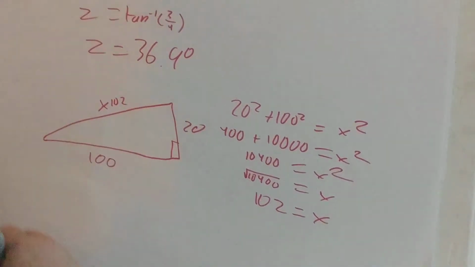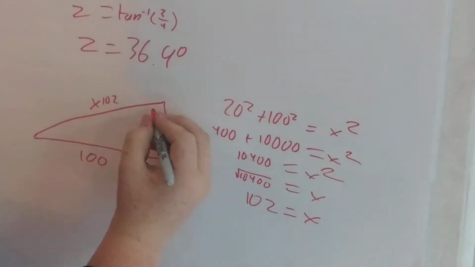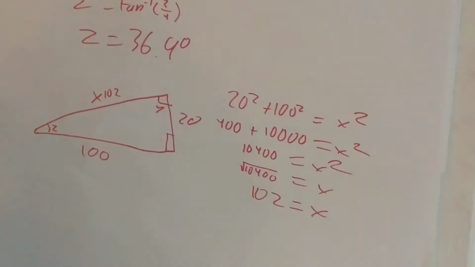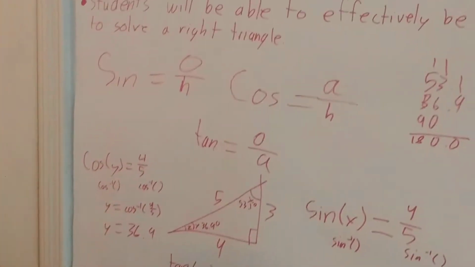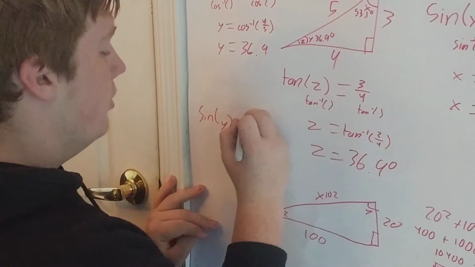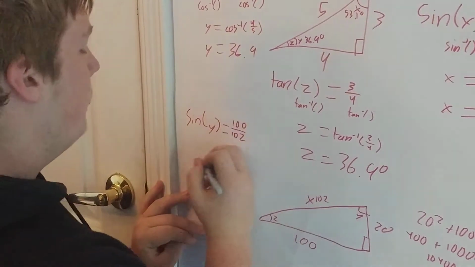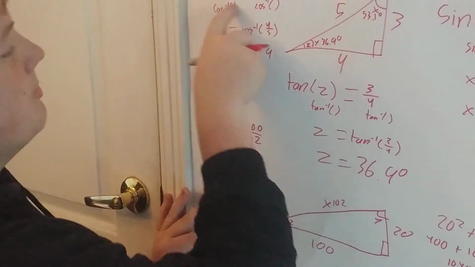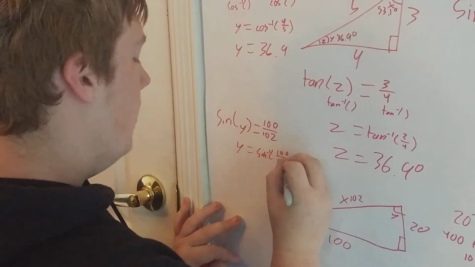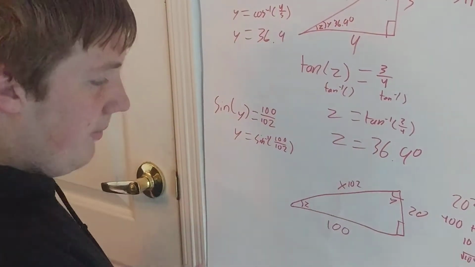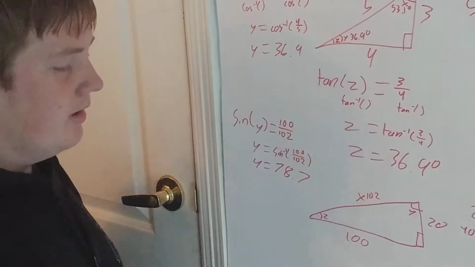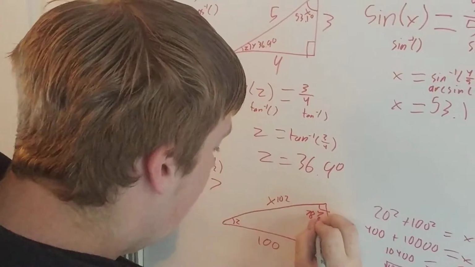Now, we know that this is a right angle. So now we just need to find these two angles, y and z. We can use sine, cosine, or tangent. I'm just going to use sine. So, it's opposite over hypotenuse. So, sine of y is equal to 100 over 102. Now, skipping a step, we'll get y equals the sine inverse of 100 over 102. And when we do that, we get 78.7 when you plug that into your calculator. So, we can plug this into our triangle as 78.7 degrees.